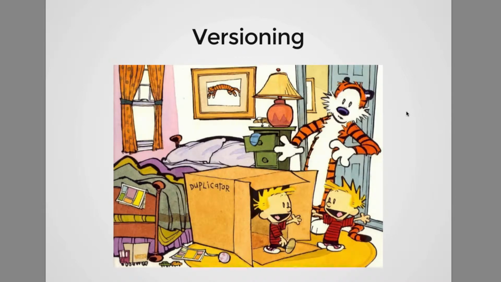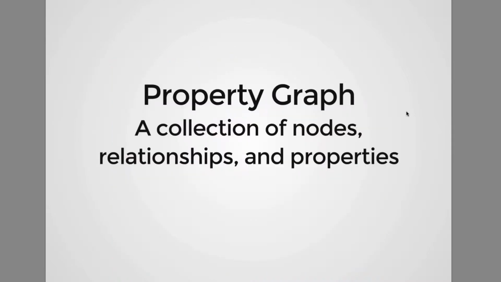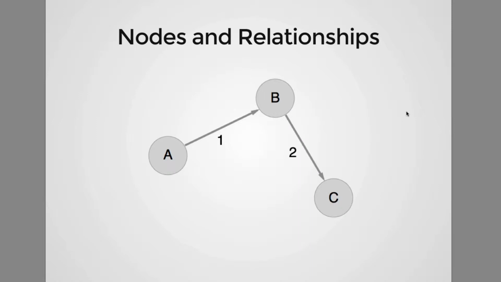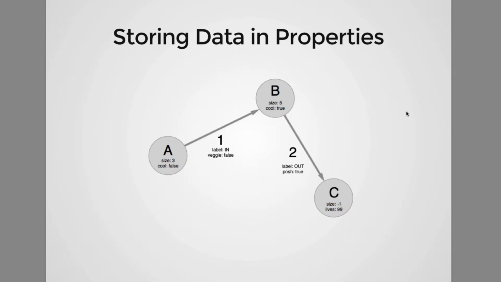So we talk about, okay, what's something we could use? A property graph. So we're going to introduce the concept of a property graph. It's a collection of nodes, relationships, and properties. Here's nodes and relationships, A to B to C, nodes, edges. And then we can store data on those.